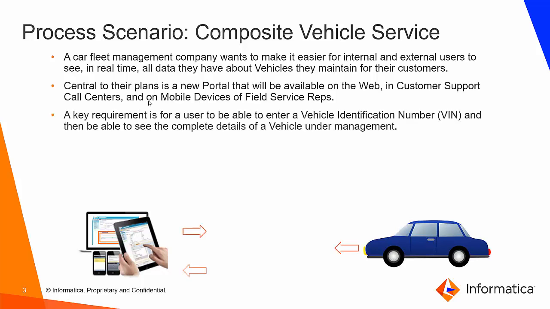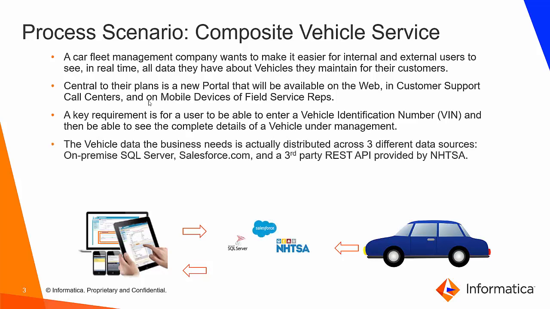A key requirement for this portal is a user needs to be able to enter a vehicle identification number, a unique identifier for a vehicle, and then be able to see the complete details of a vehicle that's under management by the company. Now, the vehicle data that the business needs is actually in a bunch of different places. In this case, it's on an on-premise SQL Server database that has some of the information around mileage and what state it's registered in.